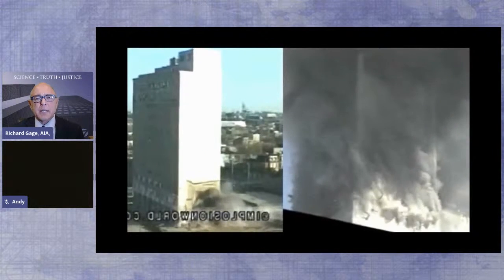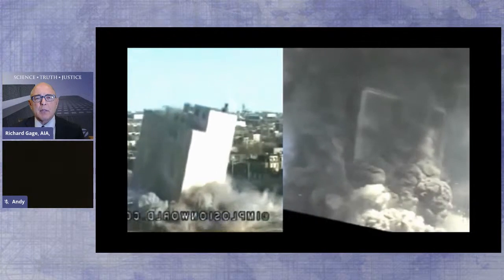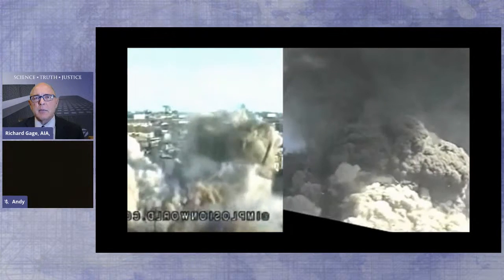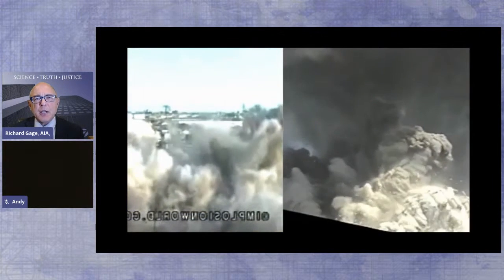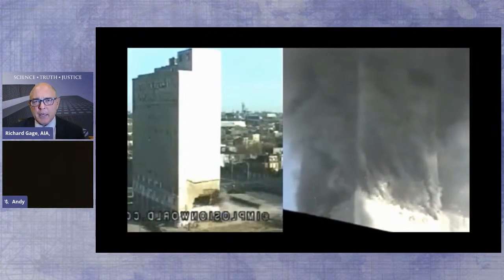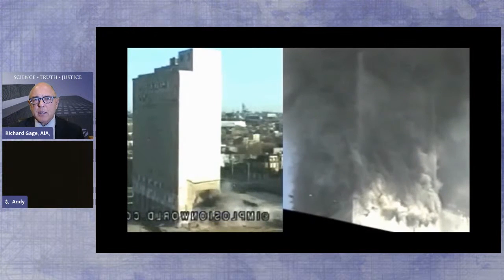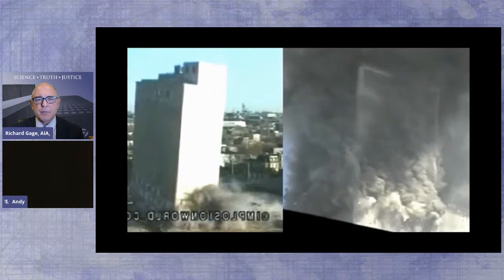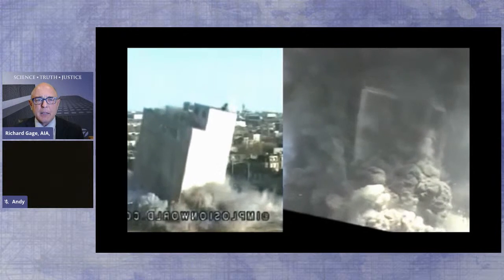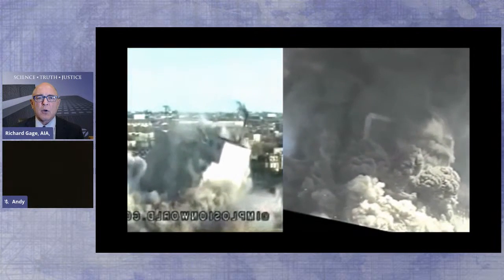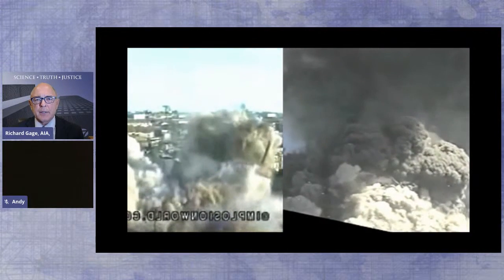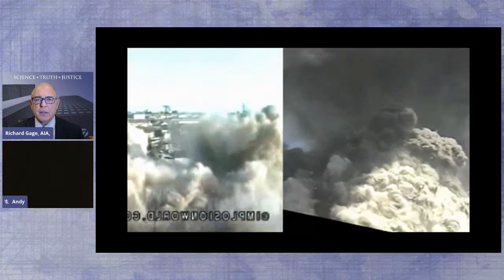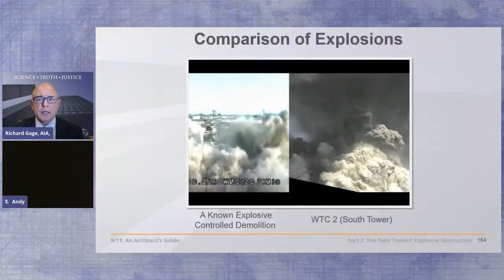Let's look at the South Tower on the right, a known controlled demolition on the left. Is there any similarity? Is there enough similarity to warrant an investigation into the possible use of explosives? Especially, again, since it looks exactly like a controlled demolition, and fire has never caused a skyscraper to collapse.